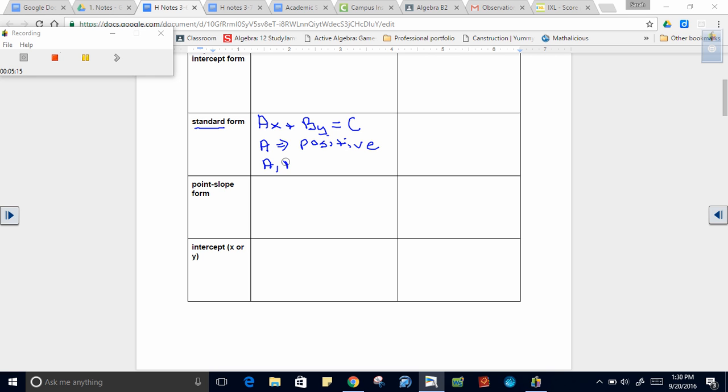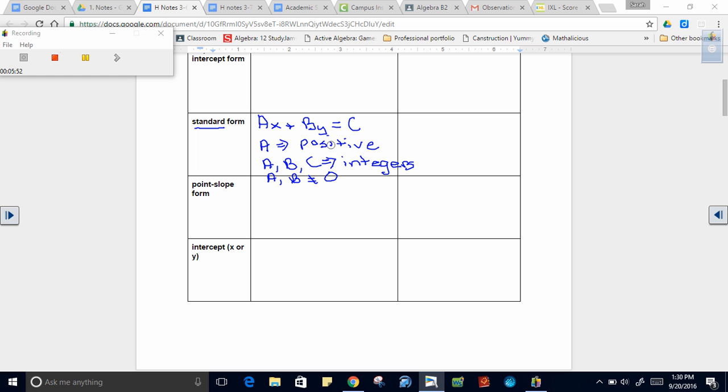A, B, as well as C need to be integers. No fractions, no decimals. Again, you need to multiply through to make that happen. Okay? The last thing, A and B cannot both be 0. If A was 0 and B was 0, this whole side would be 0. It wouldn't be a line anymore. It would just be a number equals C.